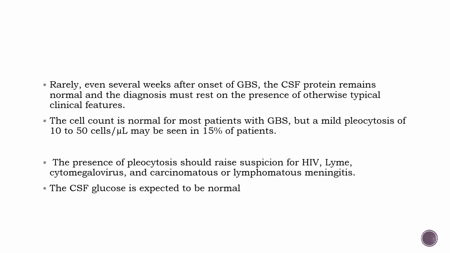Rarely, even several weeks after onset of GBS, the CSF protein remains normal and the diagnosis must rest on the presence of otherwise typical clinical features. The cell count is normal for most patients with GBS, but mild pleocytosis of 10 to 50 cells per microliter may be seen in 15% of patients. The presence of pleocytosis should raise suspicion for HIV, Lyme disease, cytomegalovirus, carcinomatous, or lymphomatous meningitis. CSF glucose is expected to be normal.